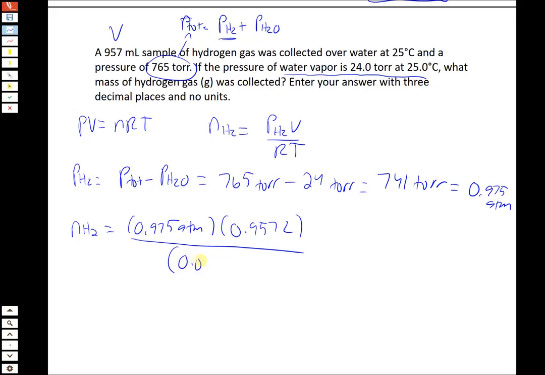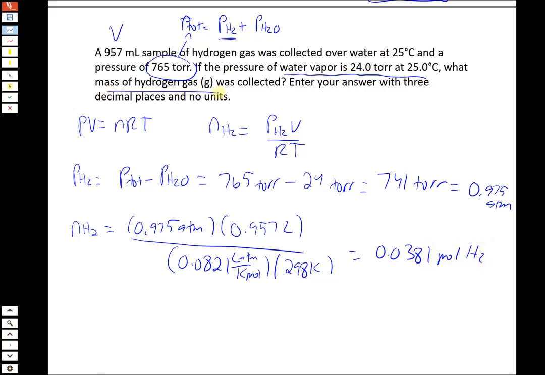And then R is 0.0821 liter atmospheres per K mole. And then the temperature was 25 degrees Celsius for both gases, the whole thing, so it's going to be 298 Kelvin. So that'll give us the number of moles of hydrogen. So I got 0.0381 moles. This is asking for the mass of hydrogen gas.